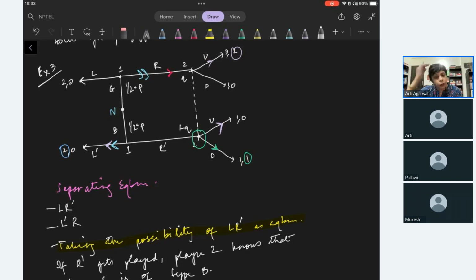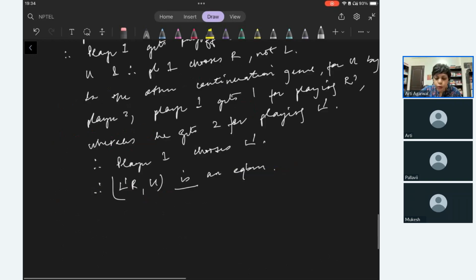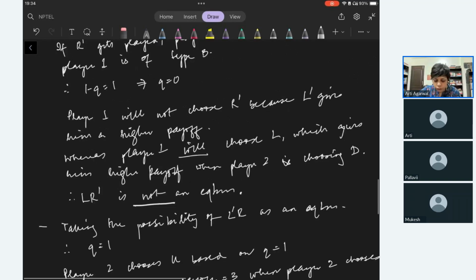And hence we find that in the second continuation game also, L prime is an equilibrium strategy. Therefore, L prime and R both are equilibrium strategies, and L prime R comma U is the separating equilibrium. So far so good. Okay, so now these are the two separating equilibria. Let me just keep the diagram in the front for now.